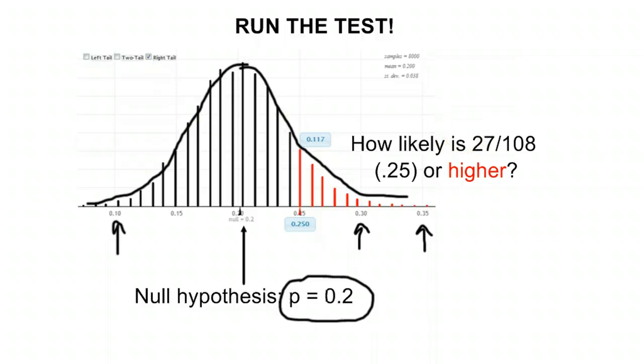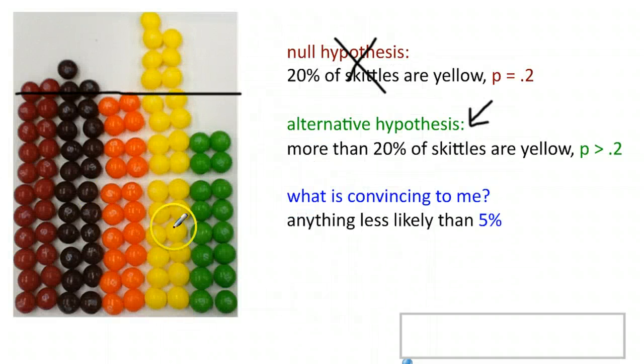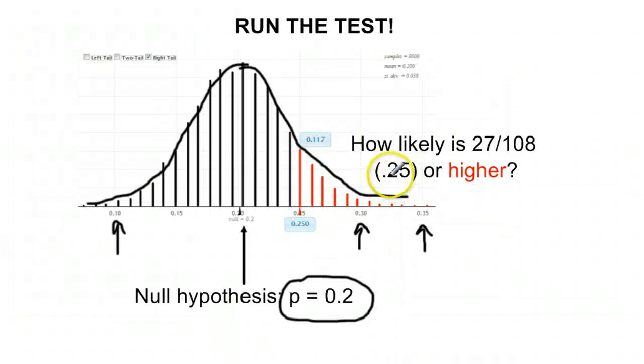If you count up all those Skittles that we had, there were 27 yellow Skittles out of a total of 108. That actually represents 25%, 0.25 as a proportion of all the Skittles. So anything that is that high, 0.25 or higher, we are going to look at and consider what probability we have of getting something like that. All we're really doing here is counting the number of samples that generated something that high out of the total and taking that proportion, that probability. And here, I don't know if you can see that number, but it's 0.117.